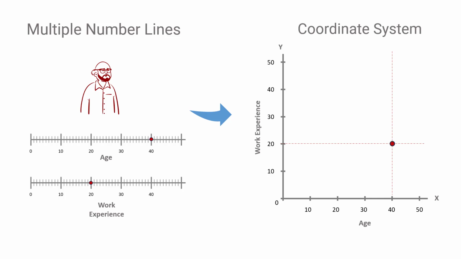Notice that at this point, the values are 40 and 20, which are the coordinates for age and work experience respectively. While writing the coordinates, we follow a certain order. We put in parentheses or round brackets the value of the x coordinate first and the y coordinate after.